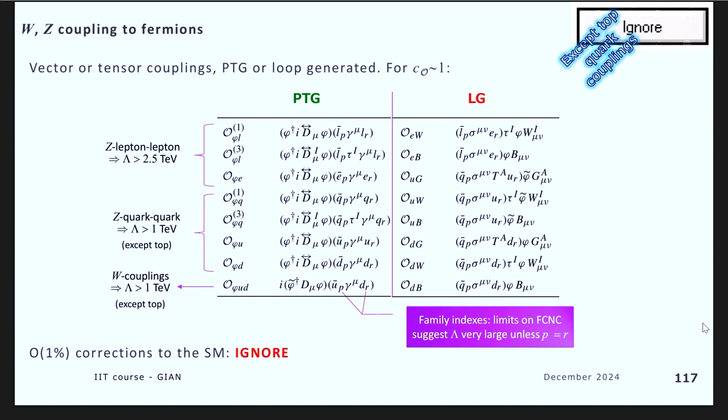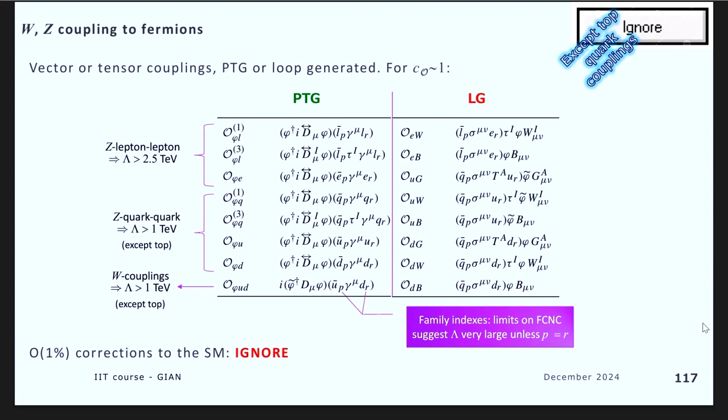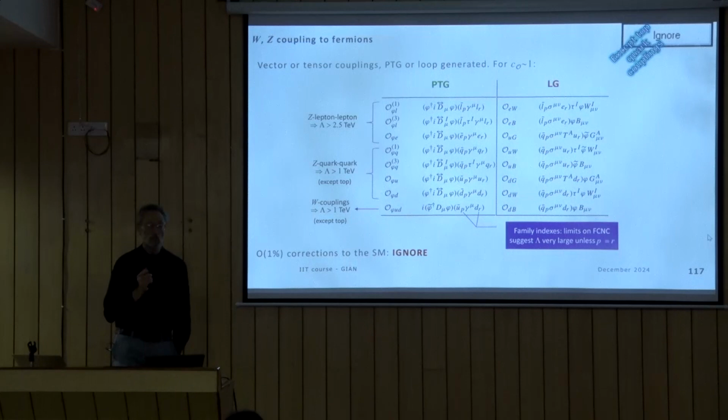All these, if you expand them, generate a term that goes like fermion, Z slash, the Z field, fermion. Similar here, it generates up, W slash, down. What that means is that all these do is modify the coupling of the fermions to the Z and the W.